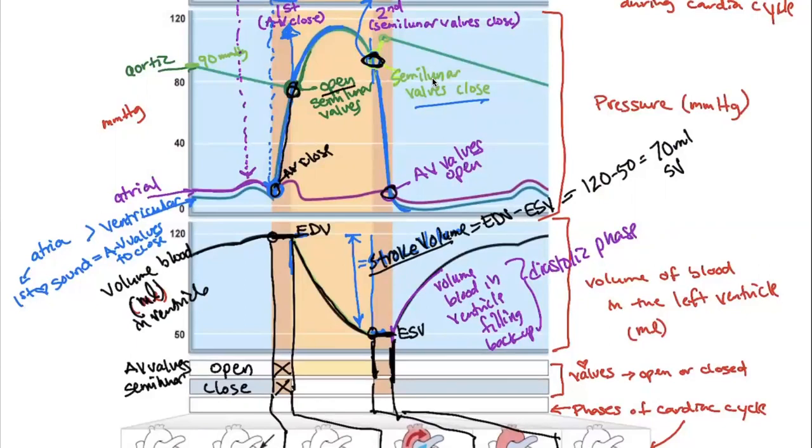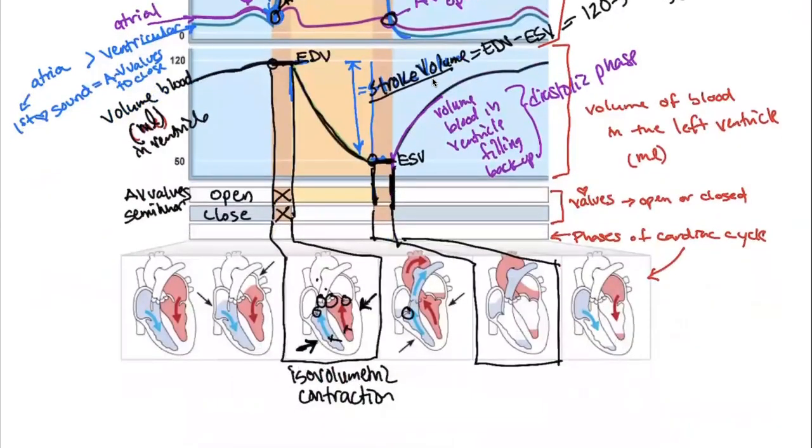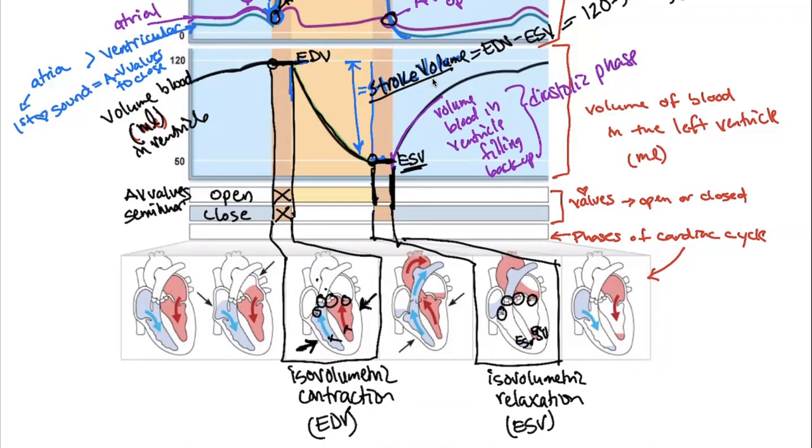And the AV valves are still closed during this period. And so what you see are AV valves are closed and semilunar valves are closed. And this is the end systolic volume here. And so this is isovolumetric relaxation or diastole. This is your end systolic volume. So this really marks the end systolic volume, and this really marks the end diastolic volume. And if you minus those, you're going to get stroke volume.